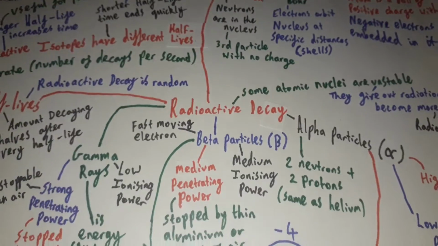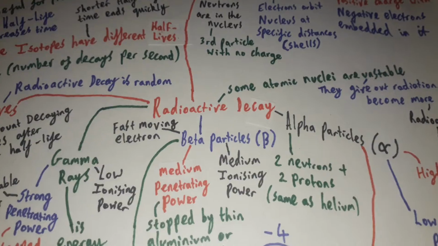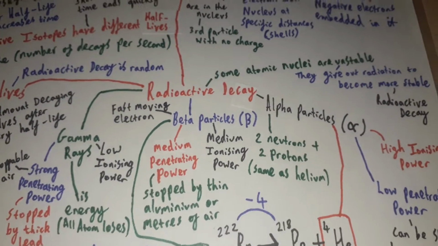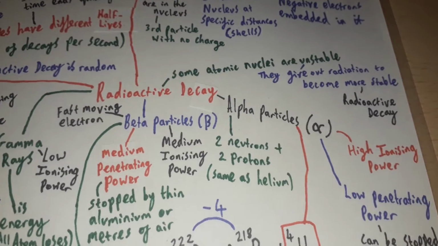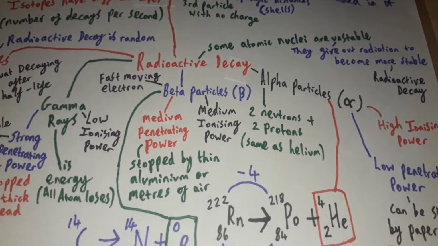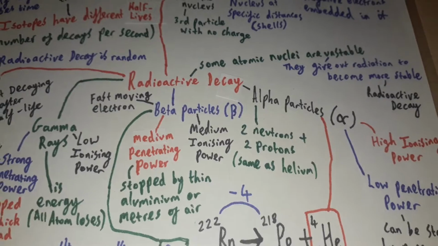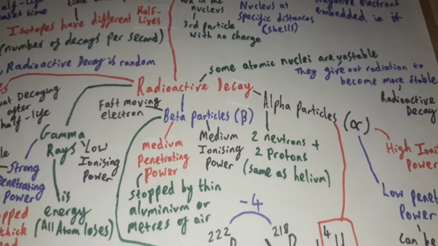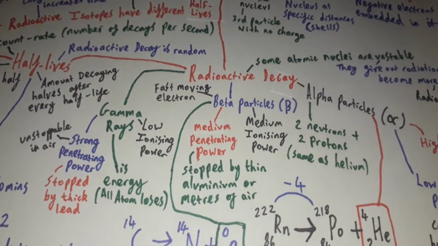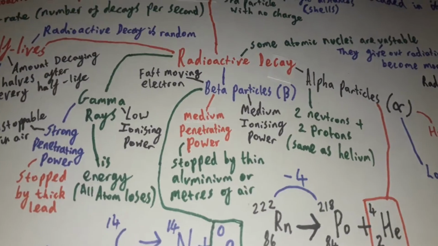So next let's look at beta particles. Beta particles have a medium ionizing power, meaning they're less harmful and do less damage than alpha particles, and they also have medium penetrating power, and they can be stopped by thin aluminium or a few meters of air. So beta particles are basically fast-moving electrons.